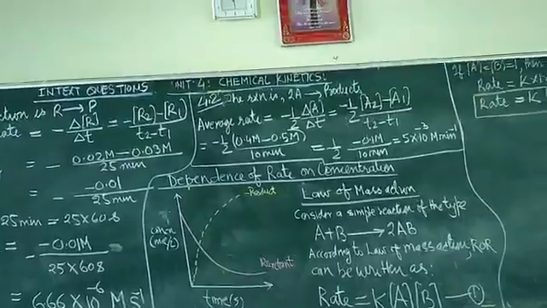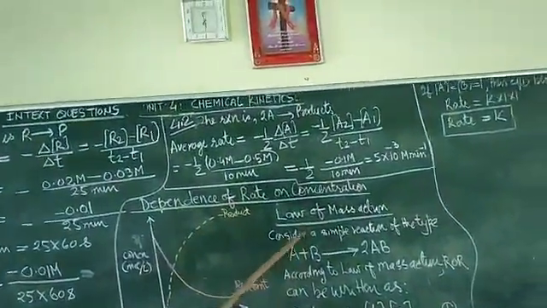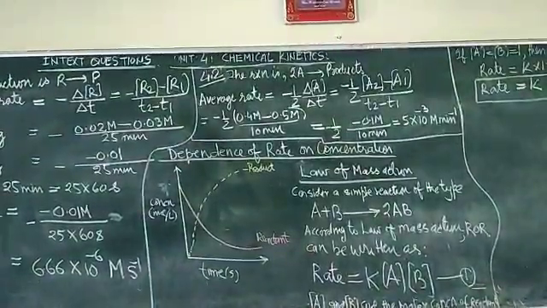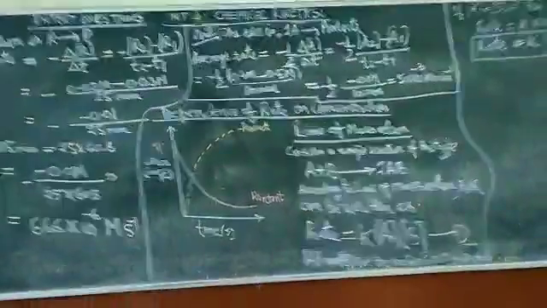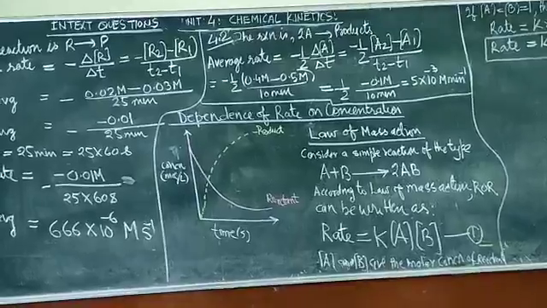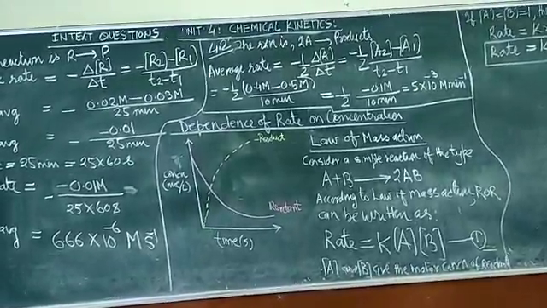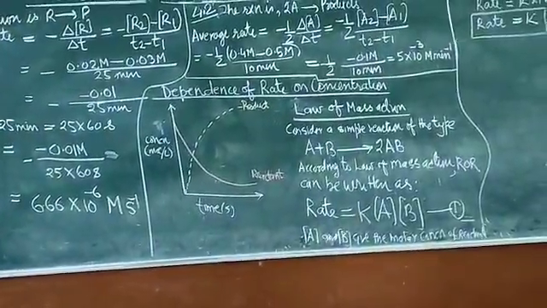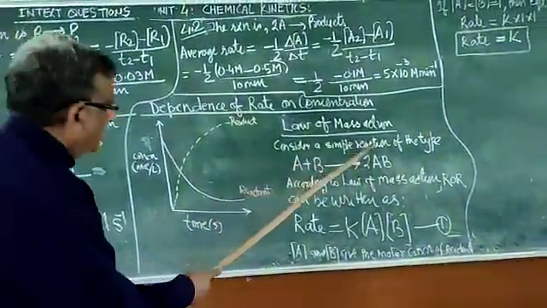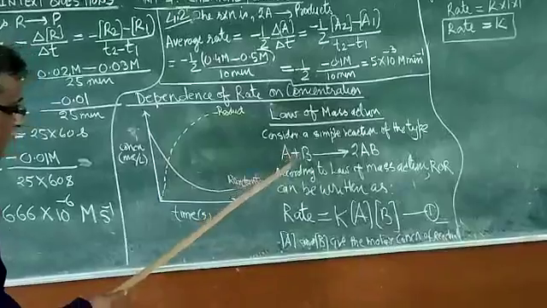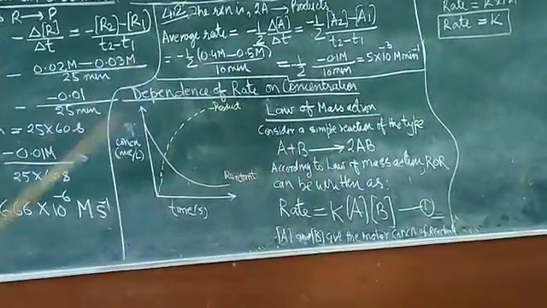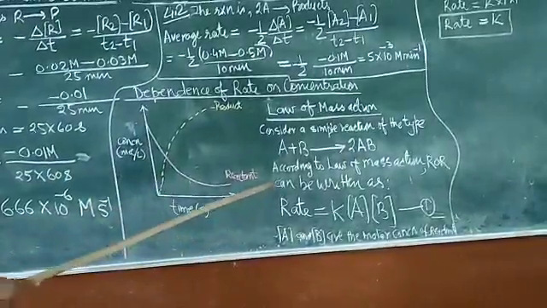Well, now coming to the study of law of mass action. What is law of mass action? According to this law, at a given temperature, the rate of a chemical reaction is directly proportional to the product of molar concentration of the reactants. Consider a simple reaction of the type A plus B giving you 2AB. Now we apply the law of mass action.